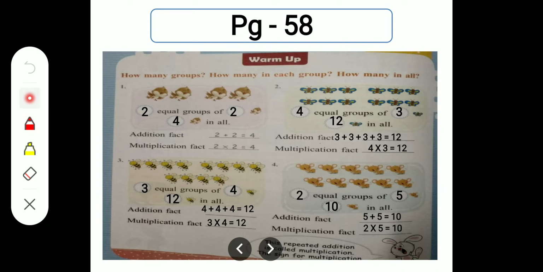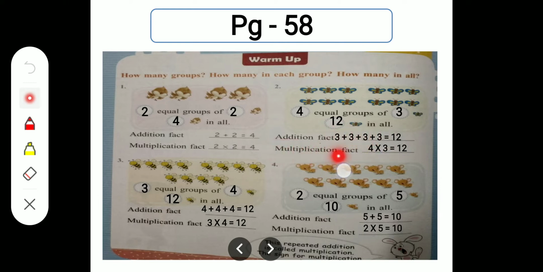Now number 2. First let us see how many groups there are. 1, 2, 3 and 4. So we can see that there are 4 groups. So 4 equal groups of 3 butterflies, that means 12 in all. So what is the addition fact? 3 plus 3 plus 3 plus 3 is equal to 12. So children, as there are 4 groups and in each group there are 3 butterflies, that is why I have written 3 for 4 times.